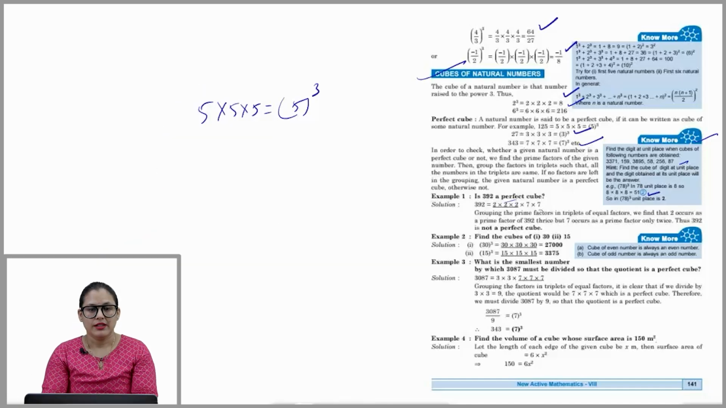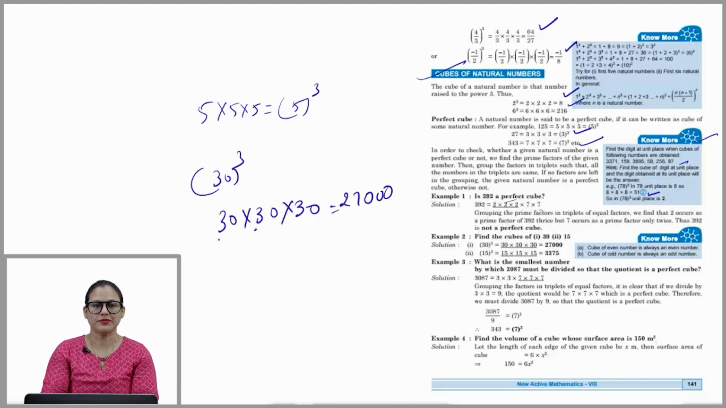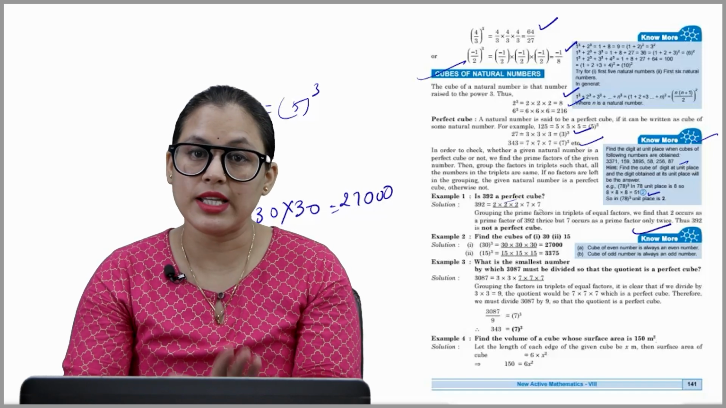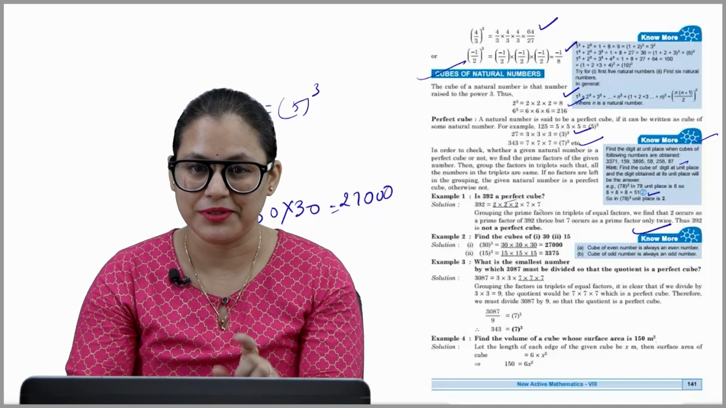Okay. Similarly, you will find in example 2, the cube of 30. Cube of 30 is what? 30 into 30 into 30. 3 into 3, 9, 9 into 3 is 27 and we put 3 zeros. Okay. Note: cube of an even number is always an even number and cube of an odd number is always an odd number. Okay.